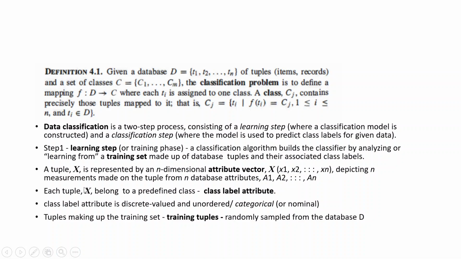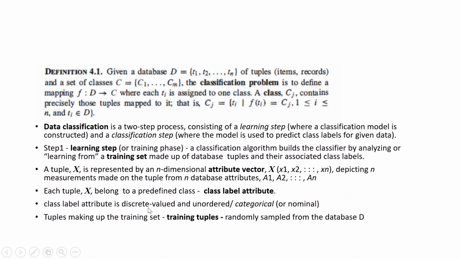Now, a tuple X is represented by an n-dimensional attribute vector (x1, x2, ..., xn), depicting n measurements. We have already discussed this: always a tuple or a data item is represented by an attribute vector. And for each tuple, there is a predefined class. In the case of classification, the class is predefined, as opposed to clustering, where the classes are not predefined. So in the data set, the class label has to be given. The class label is one of the attributes, so we have the attribute vector as well as the predefined class for each of the data items.